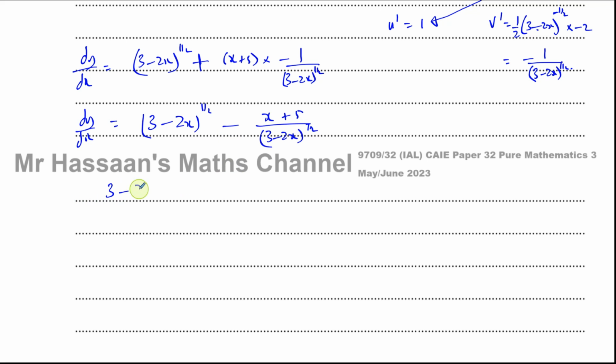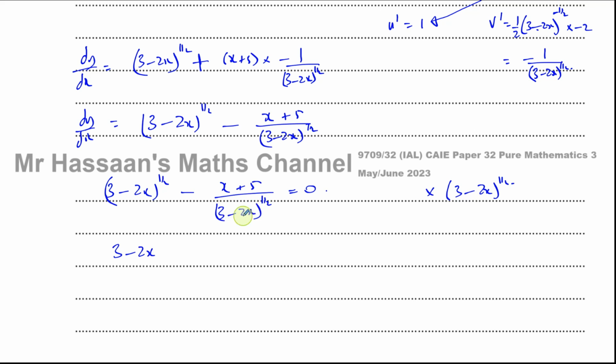So I have (3 minus 2x) to the power of a half minus (x plus 5) over (3 minus 2x) to the power of a half is equal to 0. Now I want to get rid of the fraction, so I'm going to multiply both sides by (3 minus 2x) to the power of a half. If I multiply this by (3 minus 2x) to the power of a half, the square root disappears. If you multiply it by itself, a half plus a half is 1, so you end up with (3 minus 2x) to the power of 1, which is 3 minus 2x.